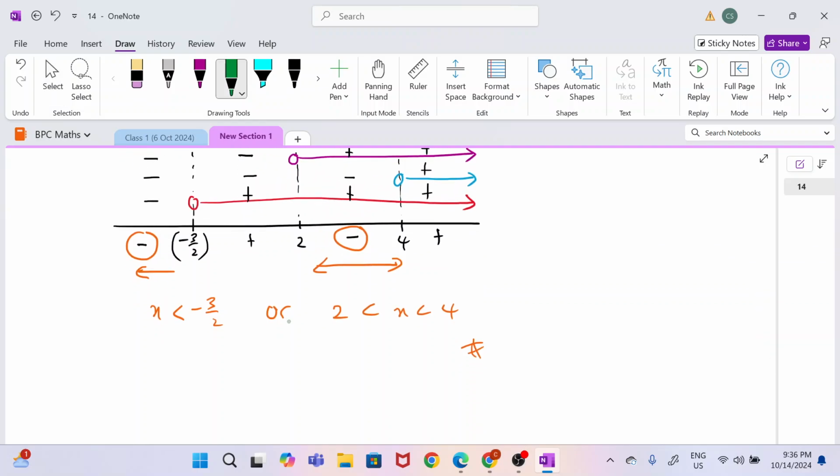This one is x less than negative 1.5, so 1.5 and all the way going here, negative numbers. Here inside, x is in between 2 and 4, so it doesn't include 2. So no problem, no adjustment is needed. This is the answer.